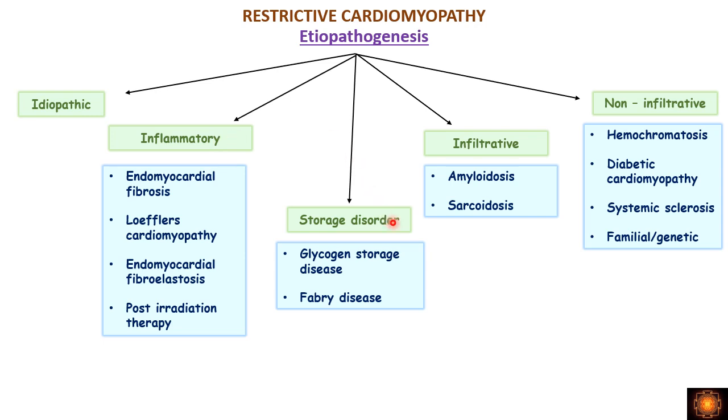Then we have storage disorders also, which can lead to restrictive cardiomyopathy, that is glycogen storage disease and lysosomal storage disease like Fabry's disease. And the infiltrative disorders like amyloidosis and sarcoidosis, we find restrictive. And then in the non-infiltrative conditions like hemochromatosis, which is a metabolic abnormality, and diabetic cardiomyopathy, systemic sclerosis, and some of the genetic causes. So all this can lead to restrictive cardiomyopathy. So basically all the causes we have divided under 5 headings: idiopathic, inflammatory, storage, infiltrative, and non-infiltrative.